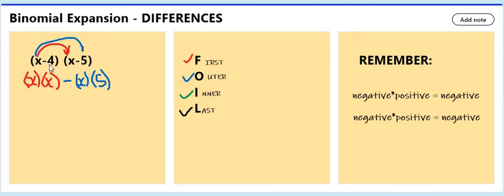Now, we're going to multiply, as I said before, the inner terms. This 4 is negative. We're going to multiply it by that x. So the resulting answer is going to be negative. So we write our minus sign and we write 4 times x.